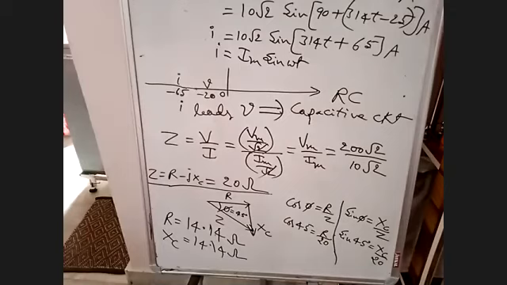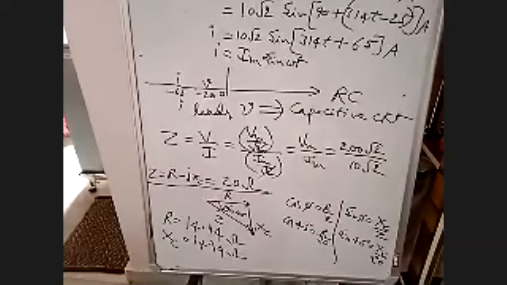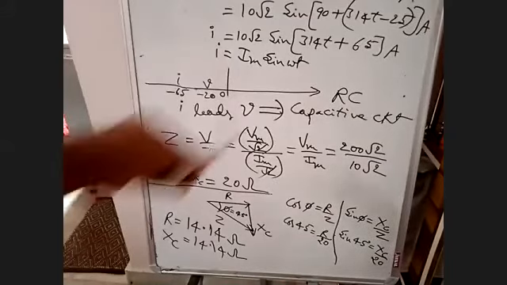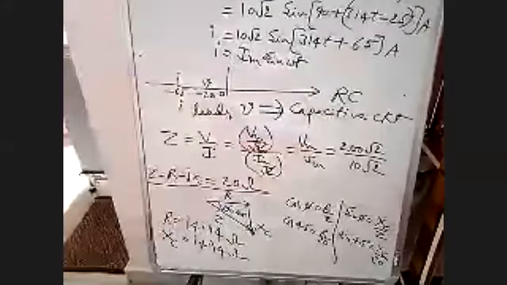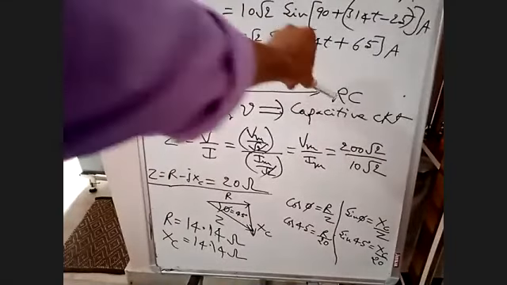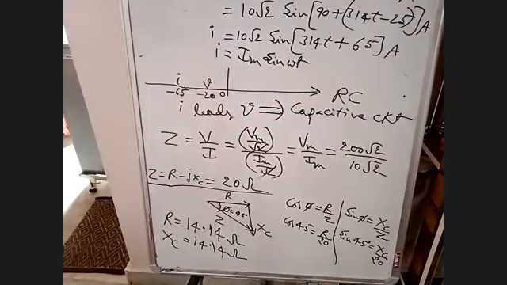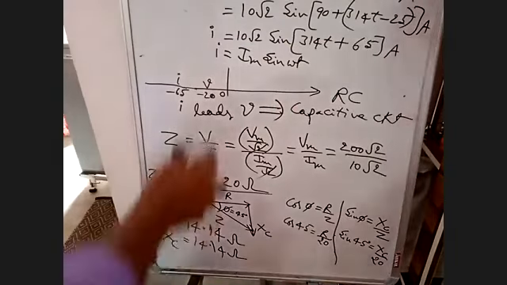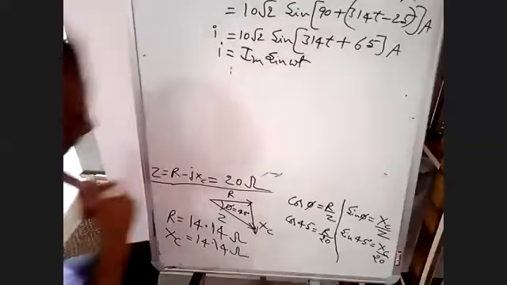Is it okay? Yes, sir. But in the problem, he is not asking XC. What is he asking? Capacitor, not inductor. This is an RC circuit. That's why inductor is not there. R and C we have to determine. If you know XC, it is 1 by omega C.